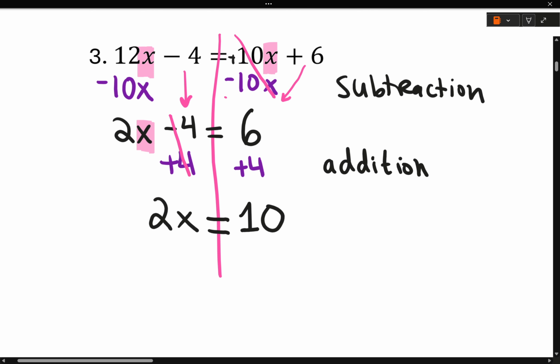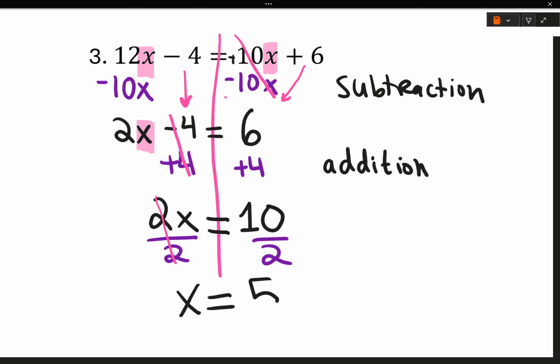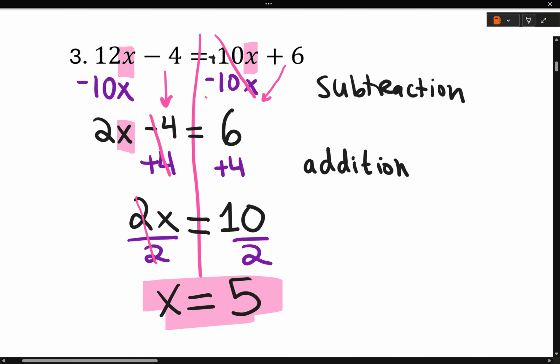Last step, and you're going to notice this step happens a lot at the end. How do we undo the 2x? 2x is 2 times x. So what should we do? Divide. On the left, 2 divided by 2 is 1, so we're just left with x. On the right side, 10 divided by 2 is 5.